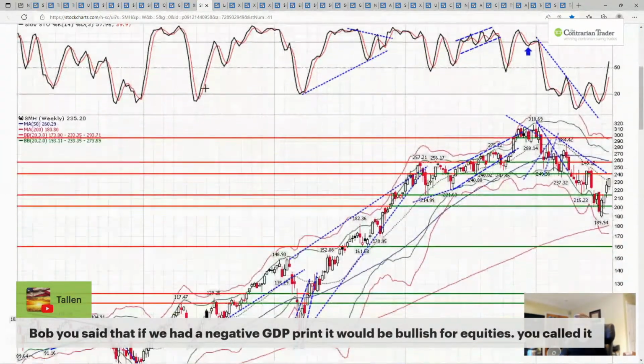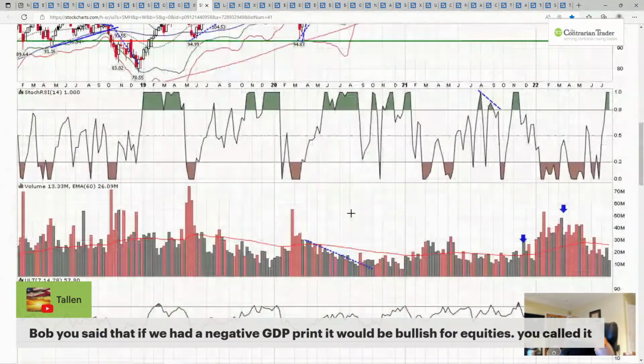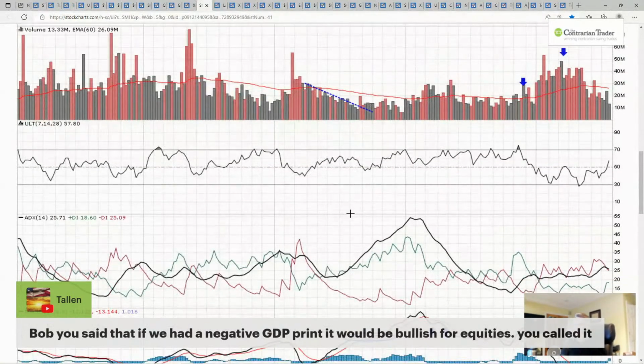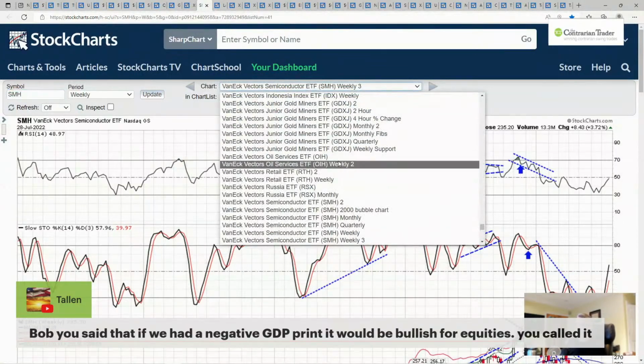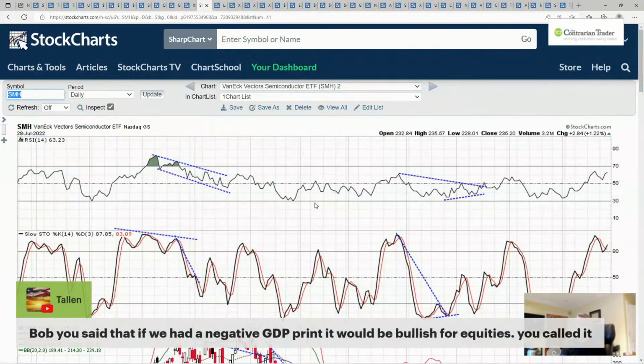The semis, weekly chart. Strong week. We're going up to 240 here. I'm going to speed this up. Volume light and declining sequentially. We do not like that. Remember, Intel, horrible numbers. Will that impact the rest of the sector? Probably not, but you never know.